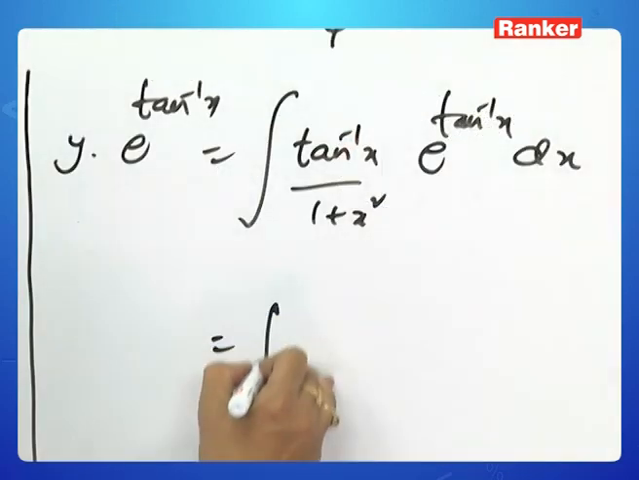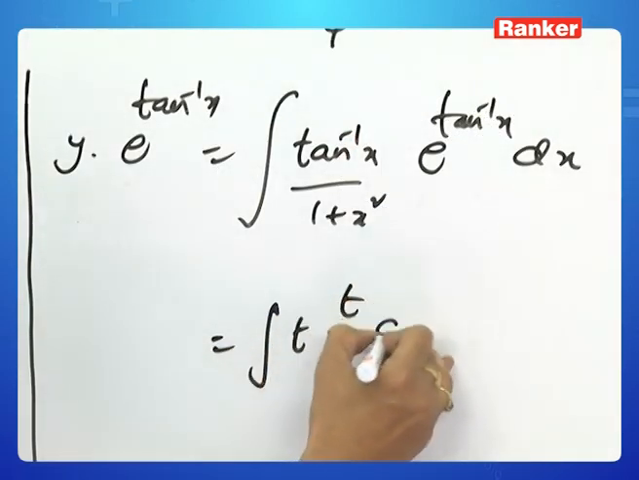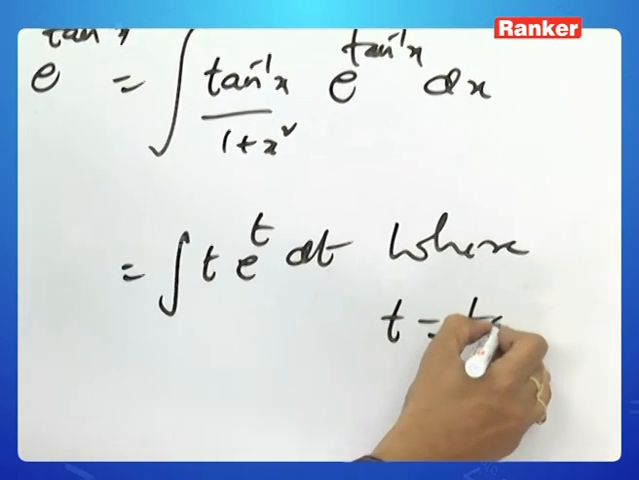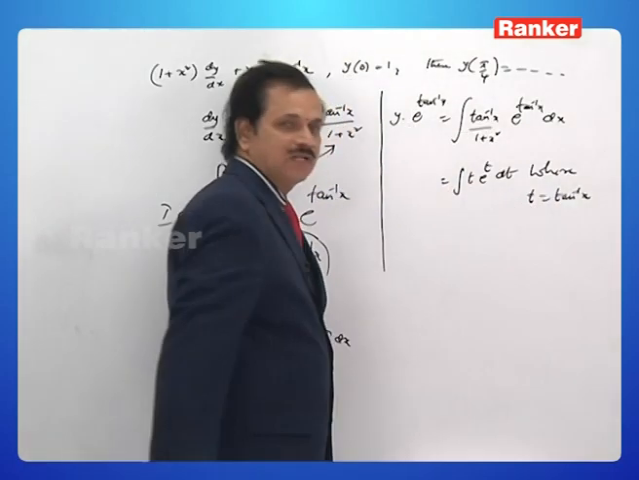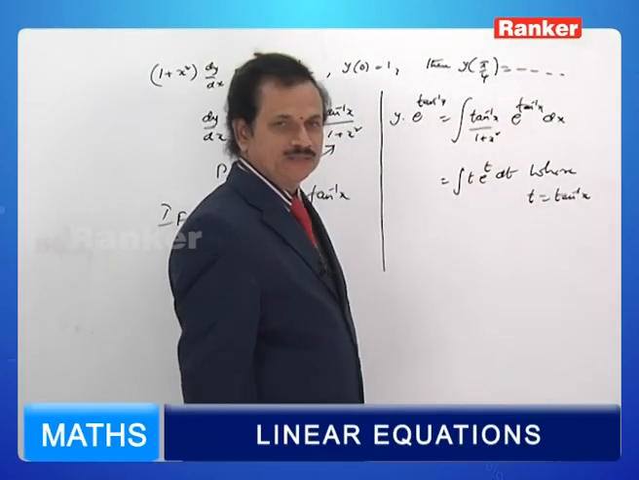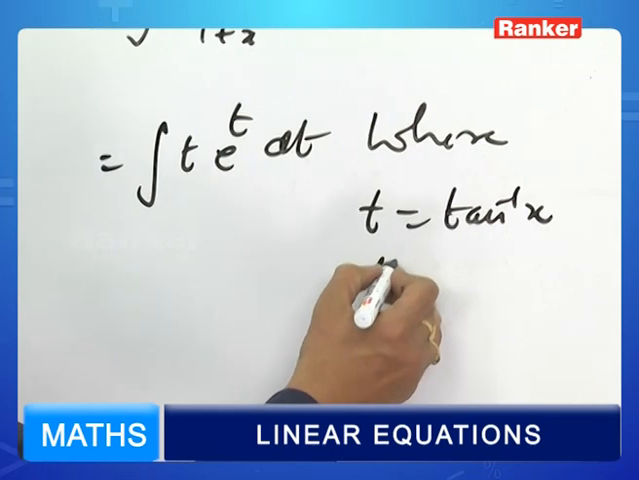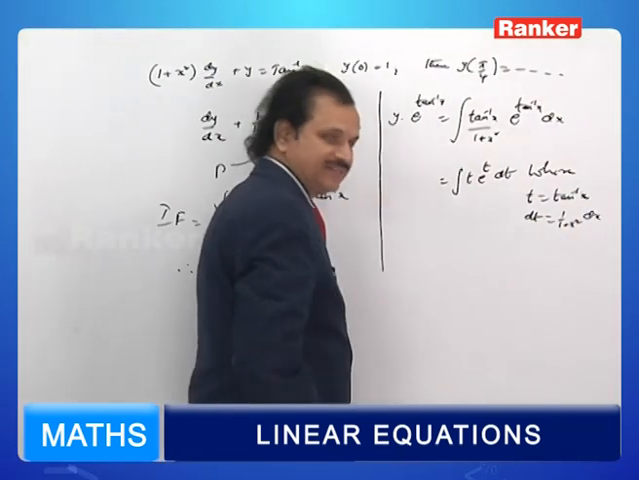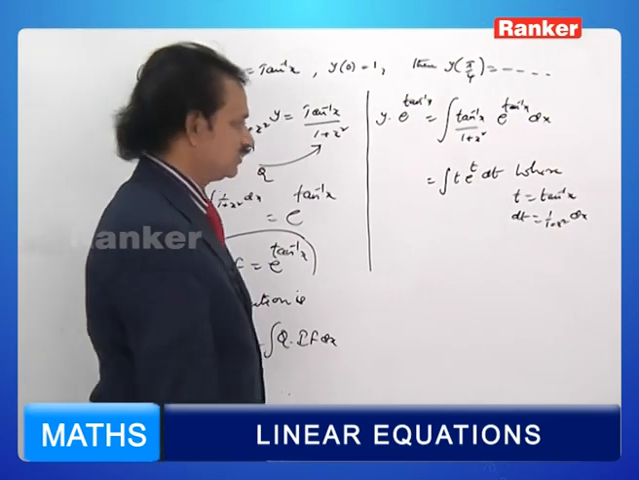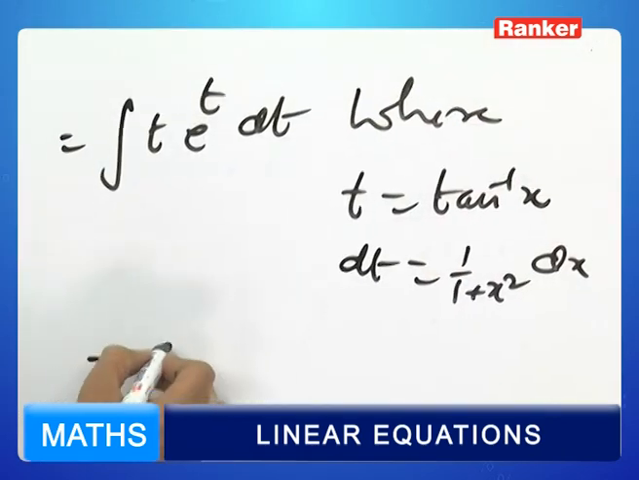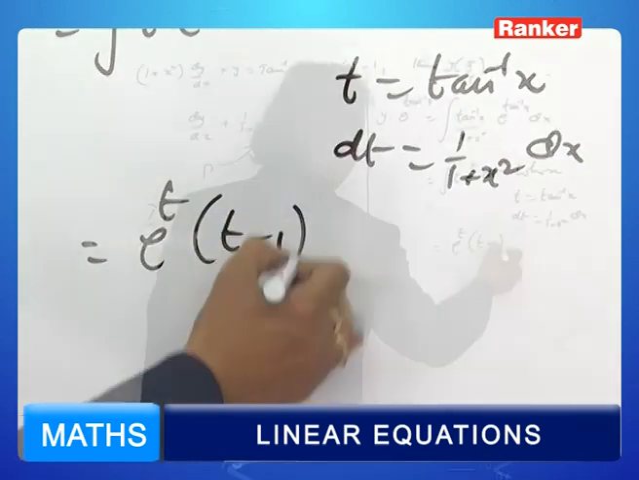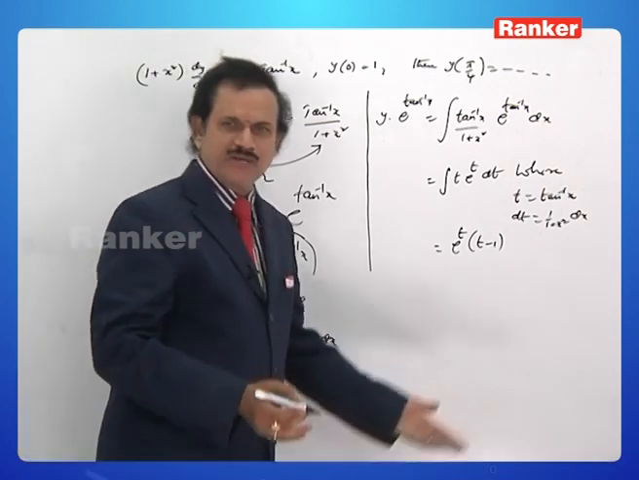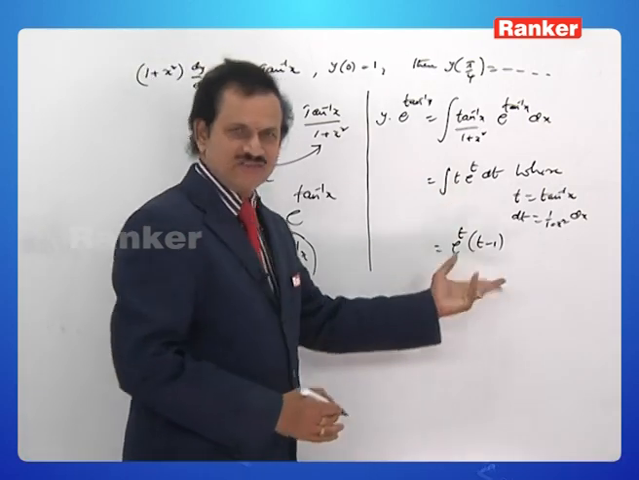Hence it is integral of t e power t dt, where t is equal to tan inverse x. What is dt? dt is equal to 1 by 1 plus x square dx. We recall that the derivative of tan inverse x is 1 by 1 plus x square. Hence this is e power t into t minus 1, from the fundamental results of indefinite integration, or you can even use integration by parts to have this result, plus c.